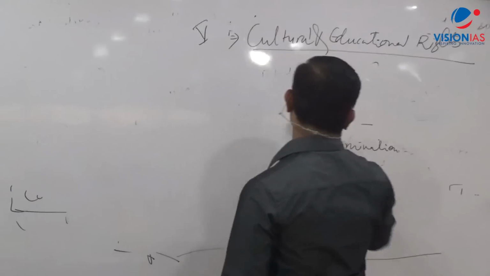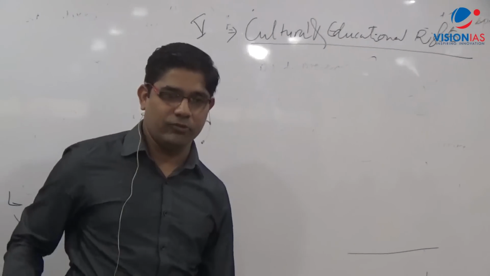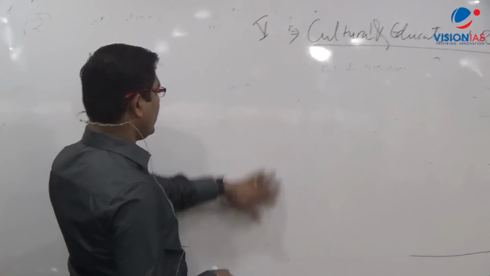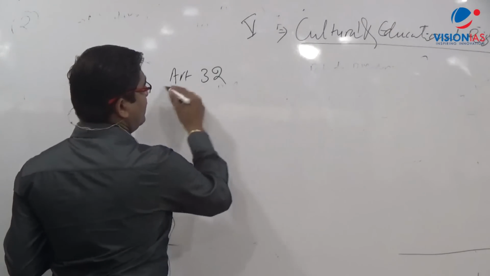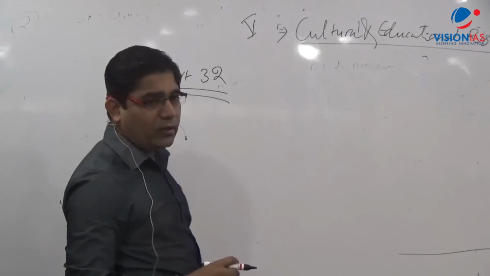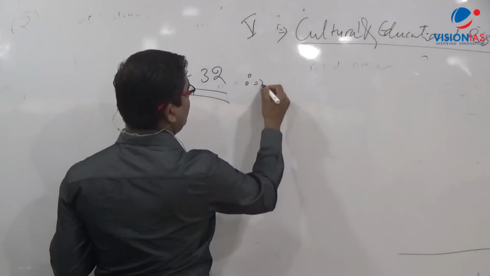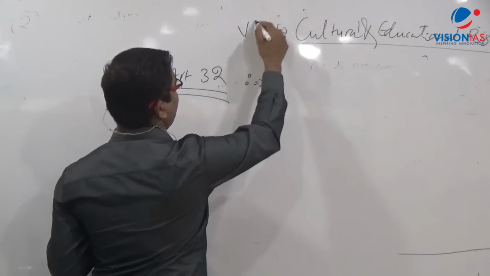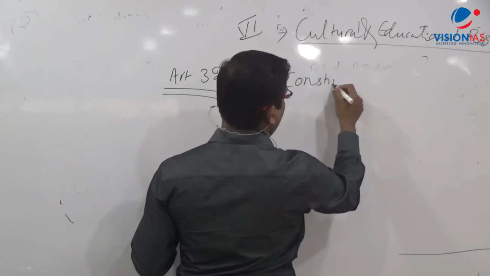Article 31, one of the very confusing articles, but it's not that confusing if you keep it simple. No, let's do Article 32 first. It is a fundamental right, because 31 is an exception, not a fundamental right. Article 32 is the last article, the 6th: constitutional remedy.